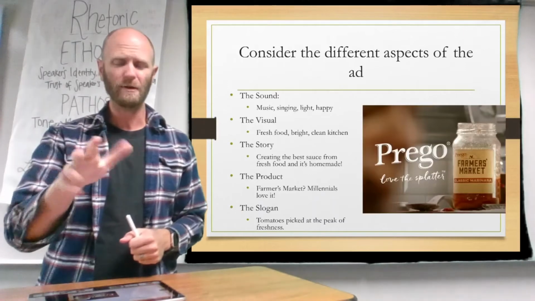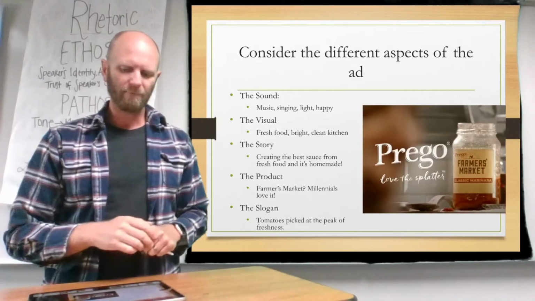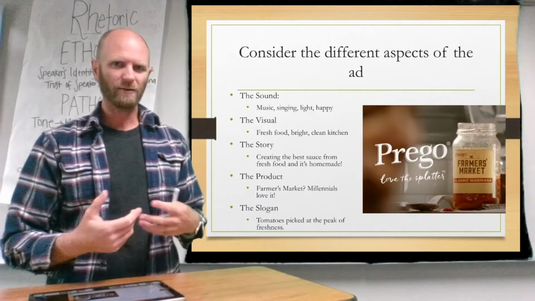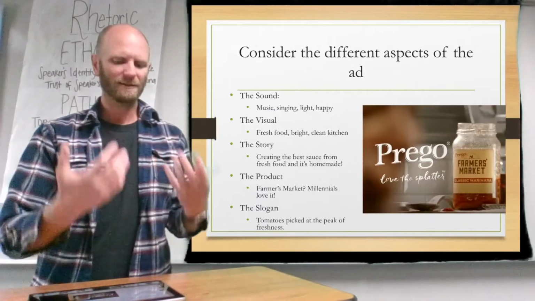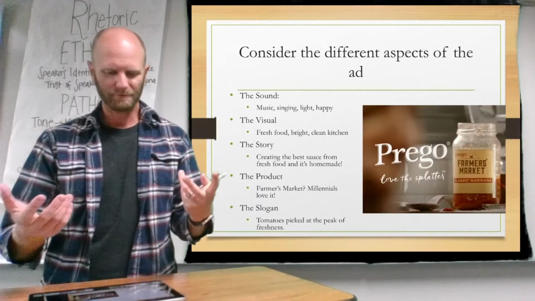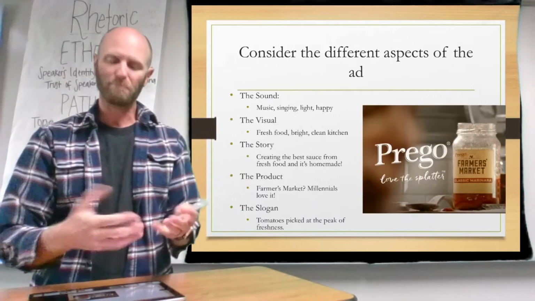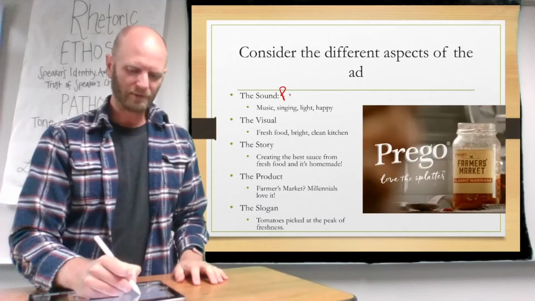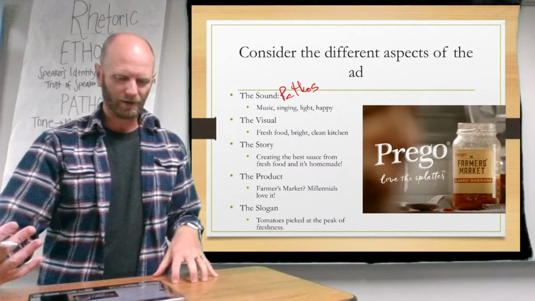So for the different aspects of this ad, you can always stop this video and go back and rewatch it as many times as you need. But remember the sound of it. We have this a cappella pentatonic type singing. This music is light and happy. Very intentional. That helps set the mood and create the pathos. The sound of it helps establish the mood of the audience.